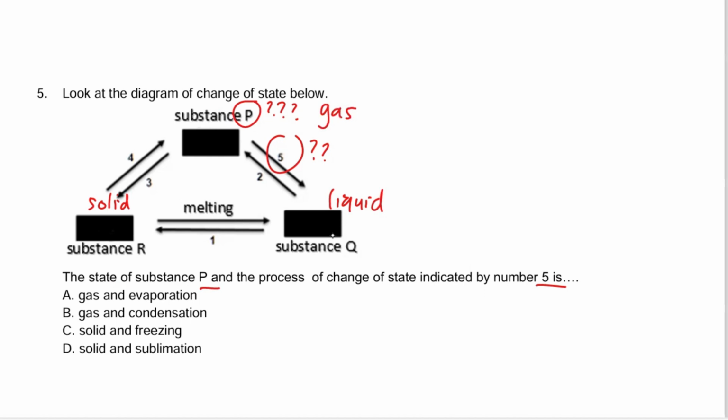And then for the process number 5, it's actually a change from gas to liquid, so it's condensation. So the answer is gas and condensation. It's B.